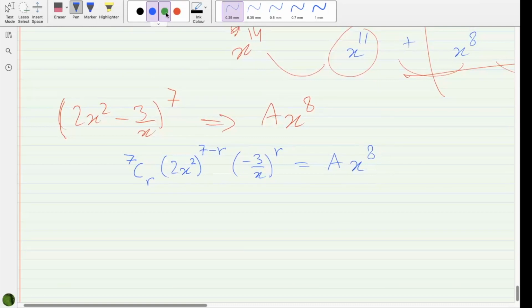Next step, you separate the constants and the variables. So 7Cr, this dot means multiply, multiplied with 2 raised to power 7 minus r, multiplied with x raised to power 14 minus 2r. Does it make sense? Using indices, we are separating the variables and numbers. Dot minus 3 raised to the power r. And if I take this x in the numerator, this will become x raised to power minus r. Do you agree?